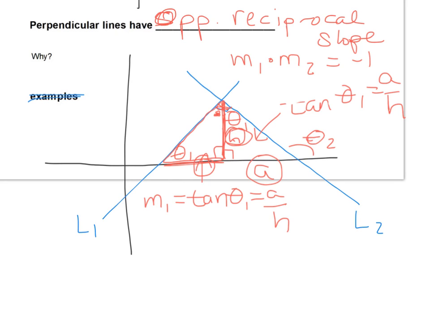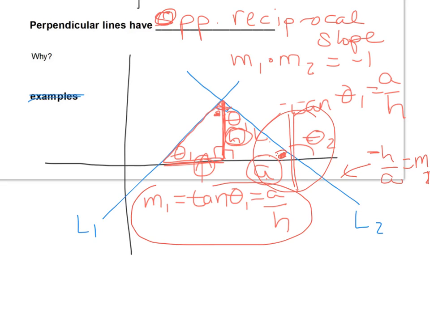Now, what is the slope for L2? Well, it's the tangent of this angle right here, A over H. Excuse me, H over A is the slope there. But this angle is the opposite way. If we were thinking unit circle, it's in the second quadrant, and tangent is negative in the second quadrant. It's a negative H over A. Now notice, my slope 1 is A over H, and my slope 2 is negative H over A, opposite reciprocals. And there you have it, that's why.